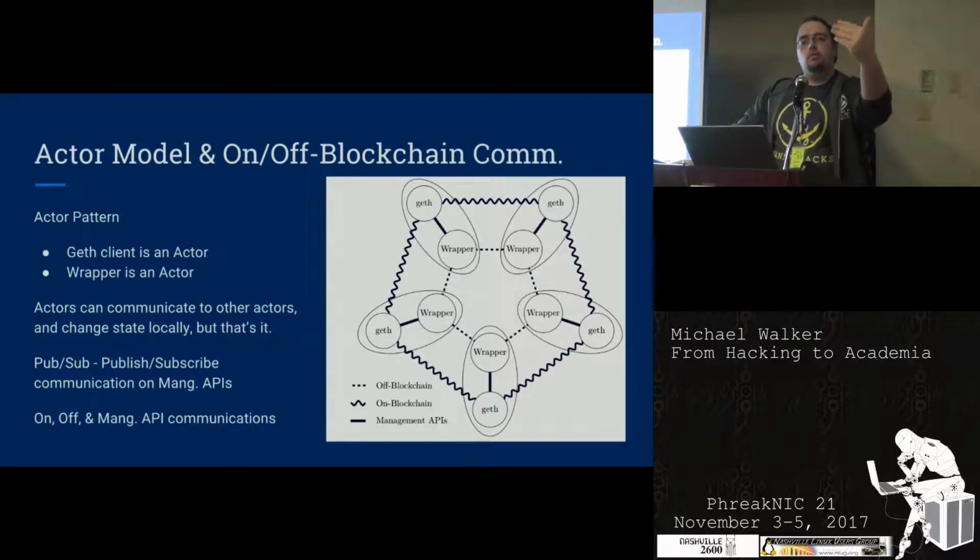So you need to contact me off the blockchain to start up this transaction, to be able to get starting credits. And so that's what this off-blockchain communication is.